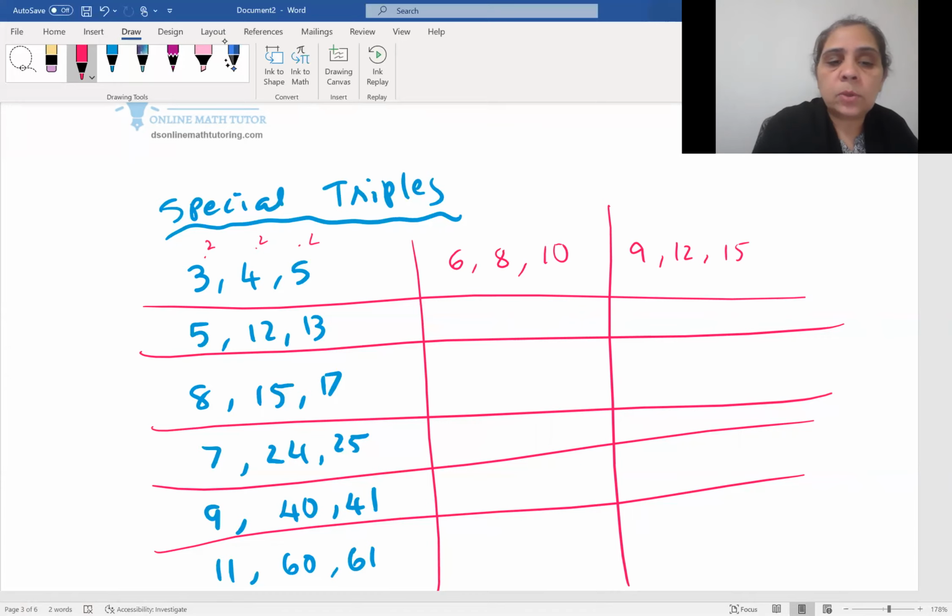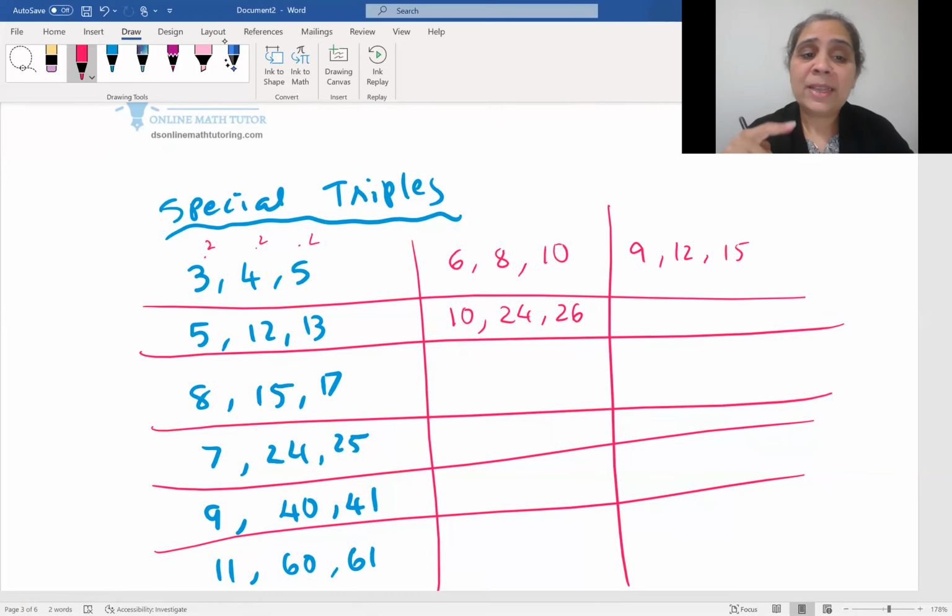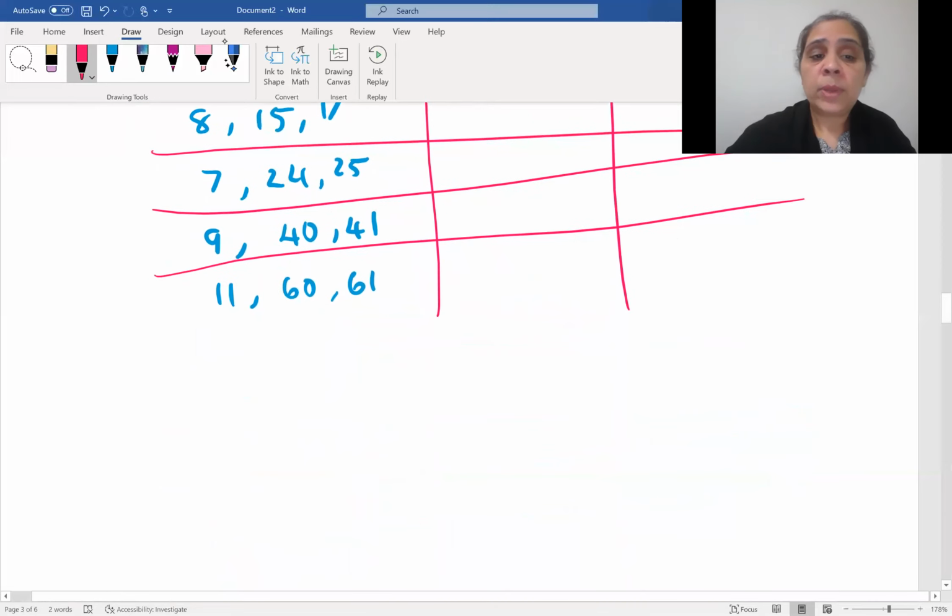Okay, let me show you one more. Let's say I'm multiplying by 2 again. So 5 times 2 is 10, 12 times 2 is 24, and 13 times 2 is 26. So you can remember these triples and use them to find the third side of a right triangle. Okay, so this is very, very helpful for your SAT test.